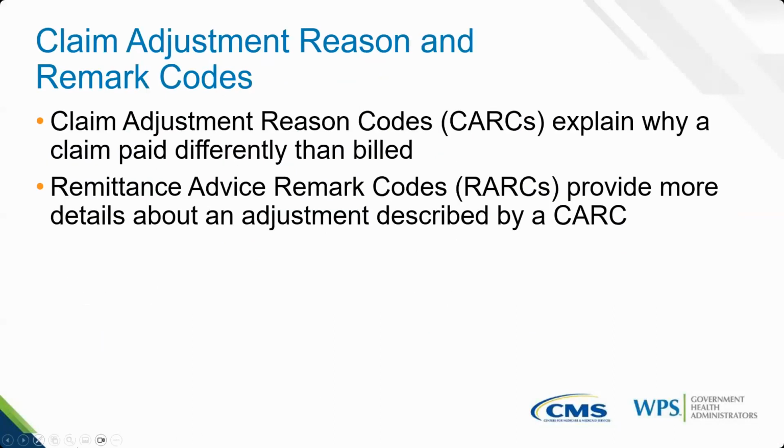Now, there are codes on the remittance advice, which I talked about a little bit before, that provide information about the claim. Claim adjustment reason codes, or CARCs, explain why a claim paid differently than billed. A remittance advice remark code, or RARC, provides more details about an adjustment that's described by a claim adjustment reason code.